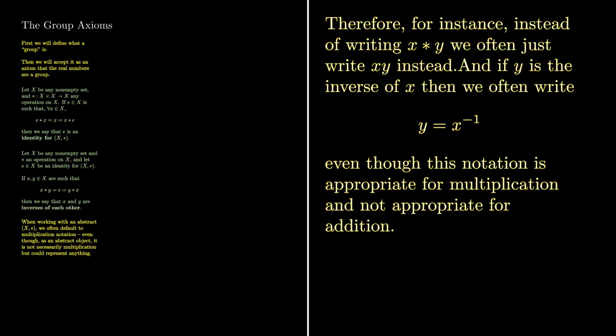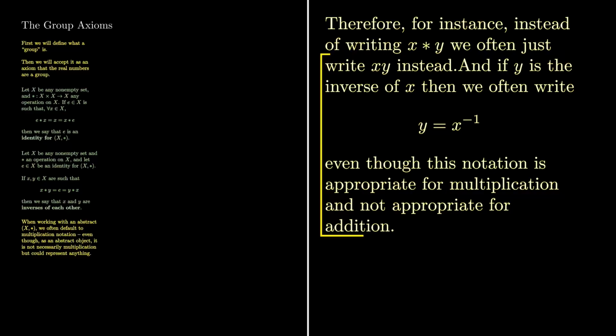Rather than writing x star y, we would just write xy, right? That looks like x multiplied by y. But what we really mean is just that in this abstract setting, it's taking x and performing the operation with y. And also, when we talk about inverses, say y is the inverse of x, how do we write it? Well, we say y equals x to the negative 1.